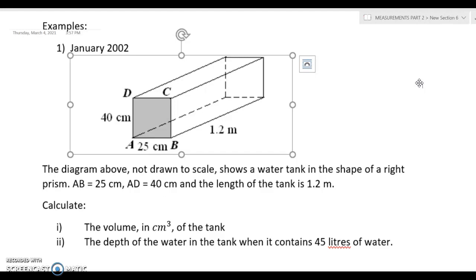The diagram above, not drawn to scale, shows a water tank in the shape of a right prism. Now we know that they said right prism, but when I said a prism, it could be a cube, cuboid, cylinder, and so on, right? So this prism here is a cuboid. That's something you must know, obviously, how the shapes look.